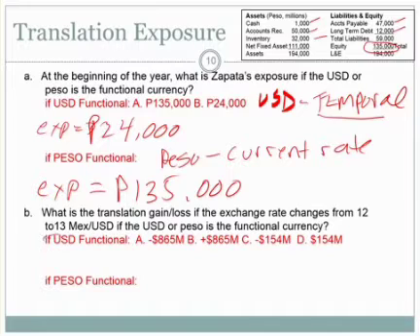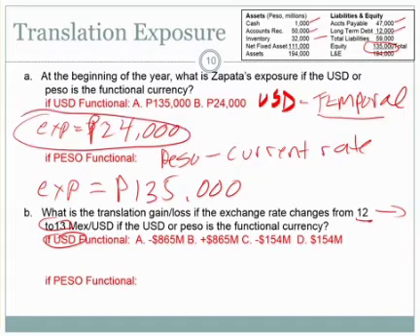Now, if they choose the dollar as the functional, and the exchange rate goes from 12 to 13, is there a gain or a loss? The first thing I would like to do is decide whether it's going to be a gain or a loss. I can see there's 2 positive values and 2 negative values. Since under the temporal method they are long the peso, and the exchange rate goes from 12 pesos per dollar to 13 pesos per dollar, that is appreciation of the dollar and devaluation of the peso, you know they're going to lose. So it's either going to be this value or this value.